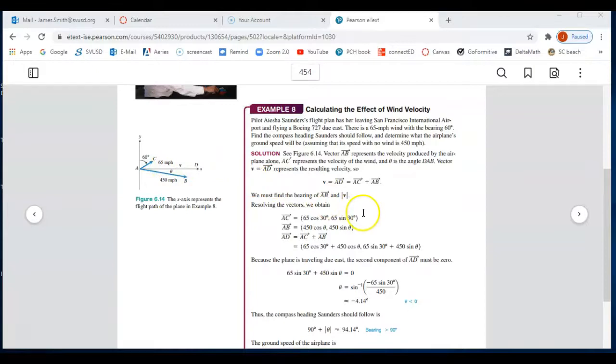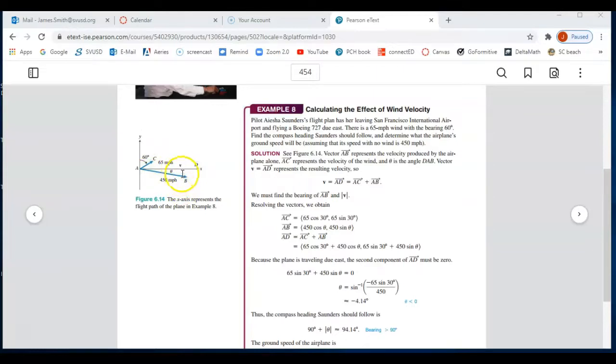So let's look at a couple things. So we know that AD, which is the path that we want to go down, is the sum of vector AB plus AC, right? So the bearing of the plane mixed with the wind should put it onto this path right here. So we're adding those two vectors together. So we're trying to find the bearing of AB, right?